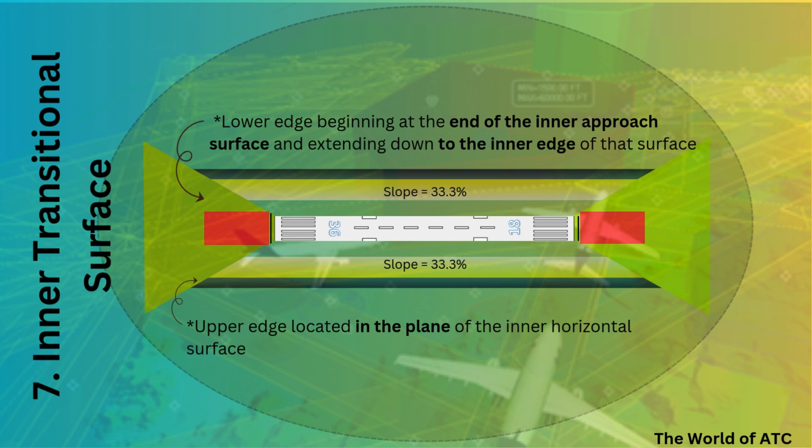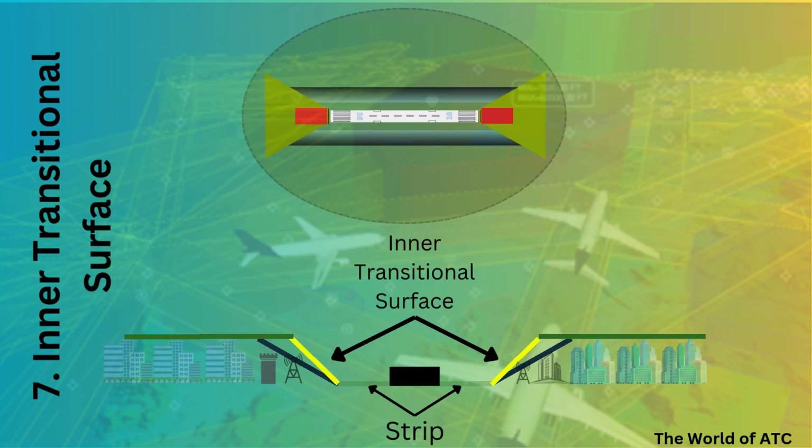Now here a question comes to mind: why is there a surface allowing more obstacles nearer to the runway while the runway is also precision approach? So I'll explain it, but before that, just take a look at this profile view of the inner transitional surface. The two diagonal lines in yellow color are marking the inner transitional surface with a somewhat higher or steeper slope, that is 33.3%.